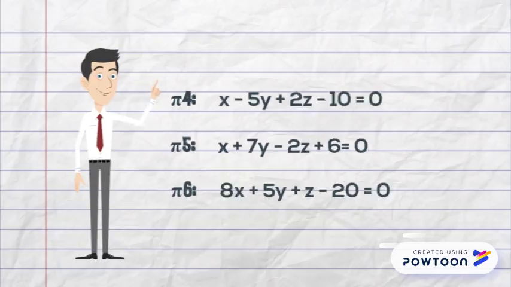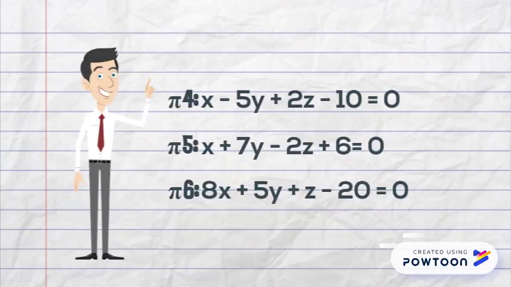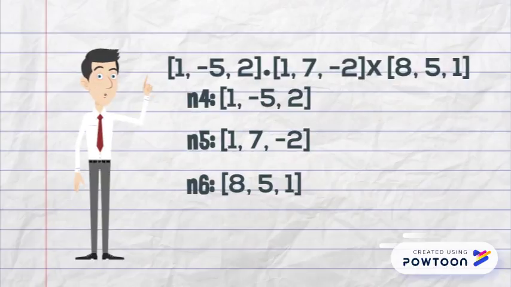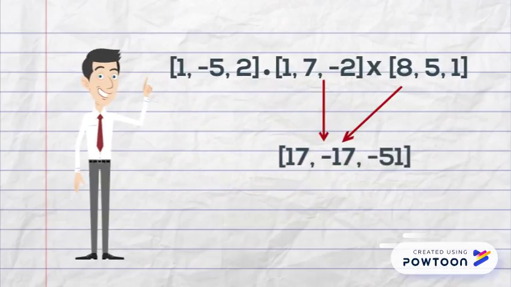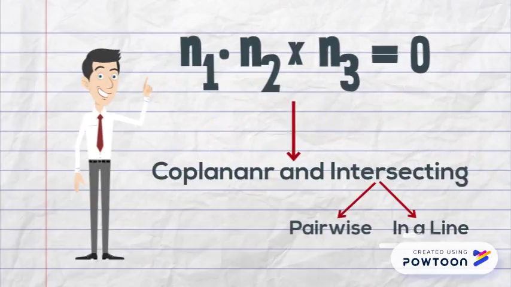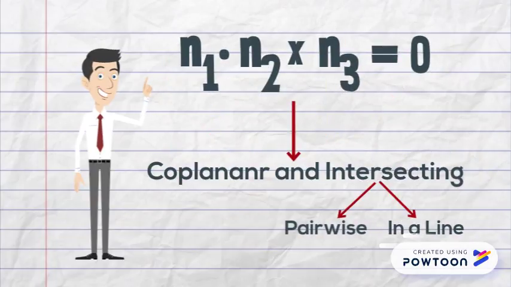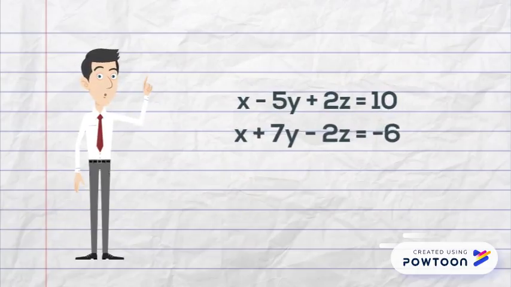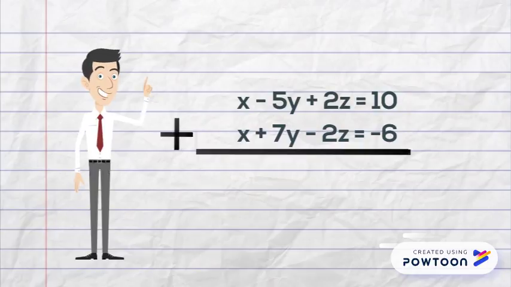Now, for the next example, repeat the volume test by taking the normal vectors from the 3 scalar equations to determine whether the normal vectors are coplanar. Since the volume test is equal to 0, the planes are either intersecting in a line or intersecting pairwise. After that, work with pairs of equations to eliminate one of the variables. We will first add the first and second equations to eliminate the z variable.